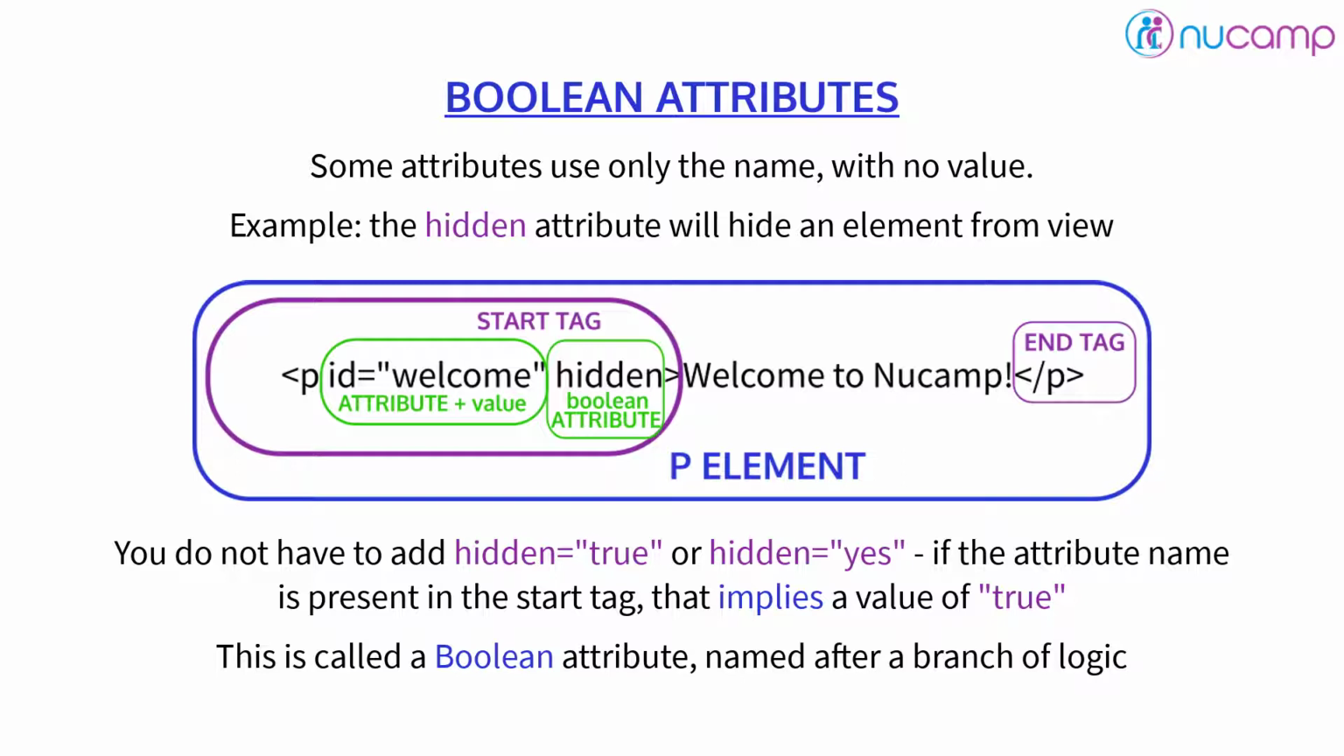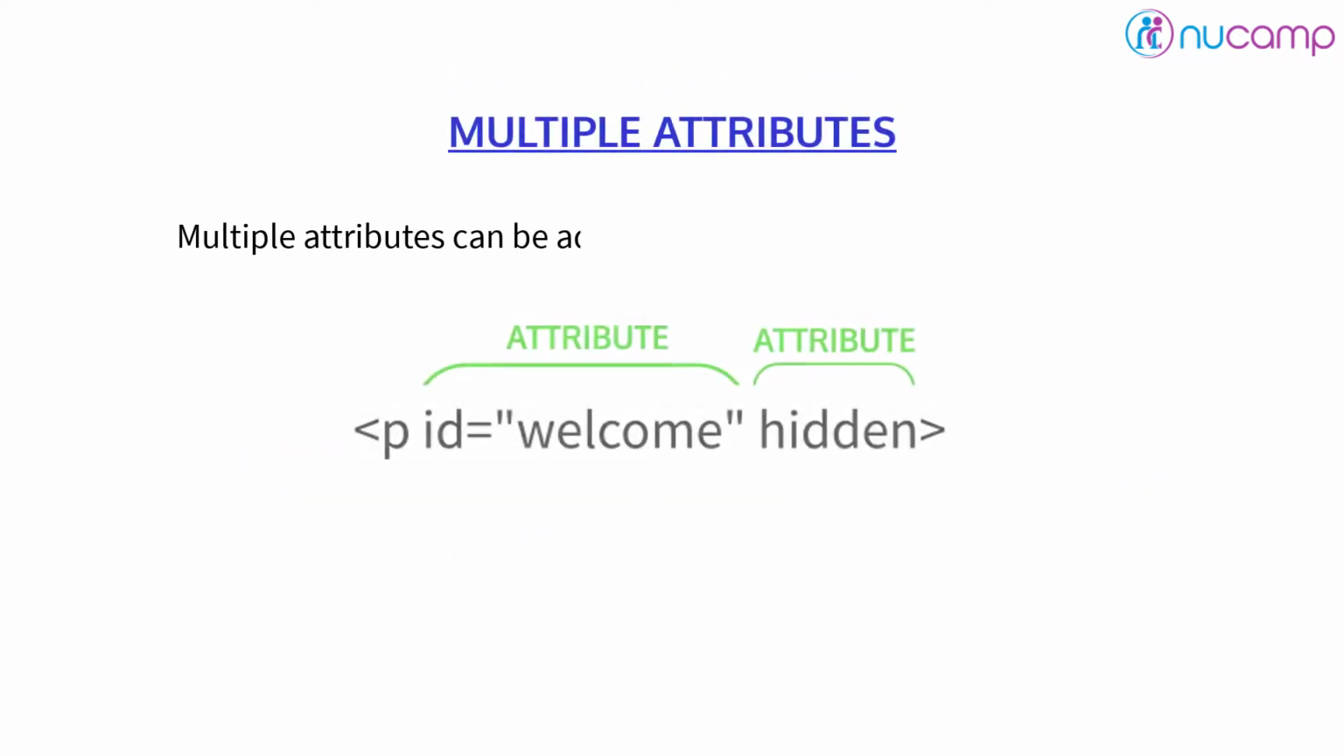The word Boolean comes from a branch of logic in which all values are either true or false. And we'll talk about Boolean data types more when we start learning JavaScript. For now, just understand that Boolean attributes in HTML do not have an explicit value. Their value of true is implied by their presence. Multiple attributes of either type can be added to an element, separated by spaces, as you can see in this example.